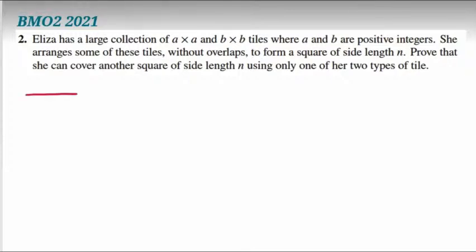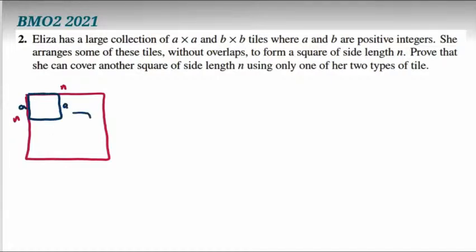So it says at first we have n by n, and we tile this with a by a and b by b. And then it says at the end we can fill n by n with only a by a or b by b. So we should prove a divides n or b divides n. It means n is a multiple of a or of b.